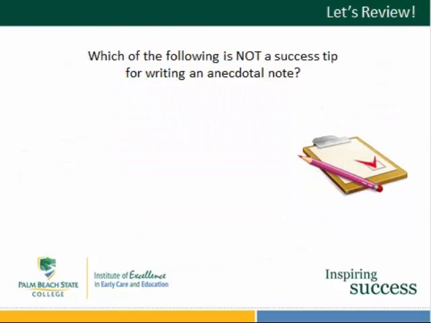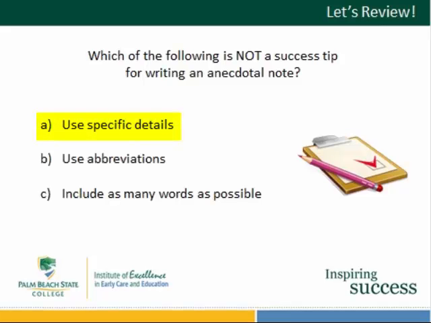This time, your task is to choose the response which best answers the question. Which of the following is not a success tip for writing an anecdotal note? A. Use specific details. B. Use abbreviations. Or C. Include as many words as possible. Take a moment to reflect on your response. If you answered C, include as many words as possible, you are correct. That is because it is suggested that you keep anecdotal notes brief when you are writing them.